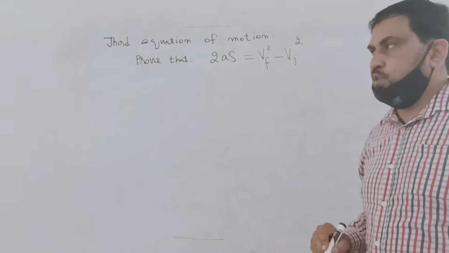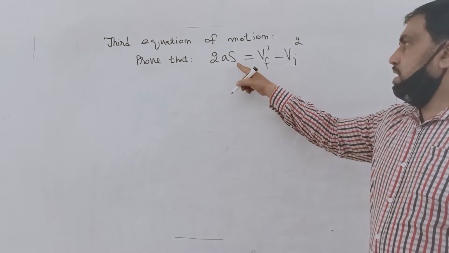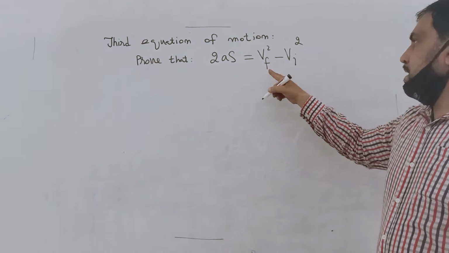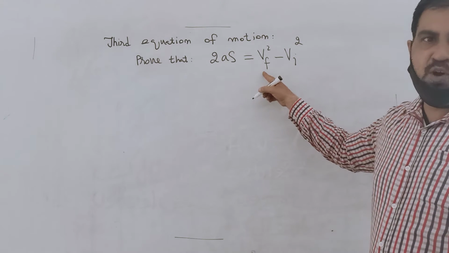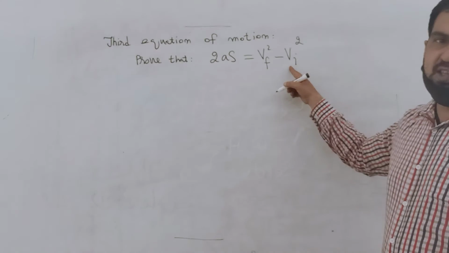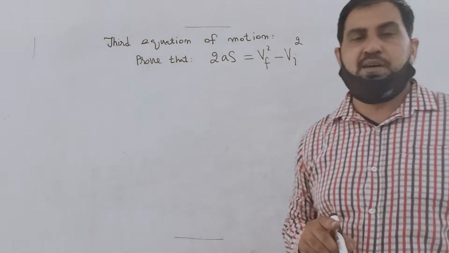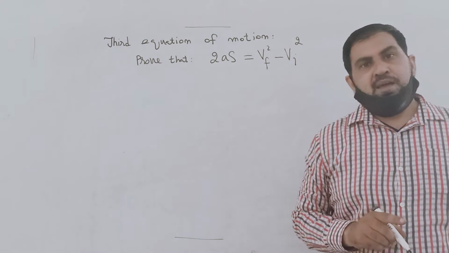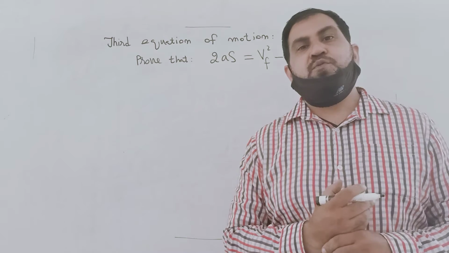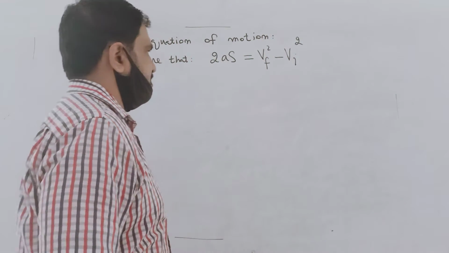In this equation, A stands for acceleration, S stands for distance or surface area, VF stands for final velocity, and VI stands for initial velocity. We shall prove this equation by using a graph, and I will tell you a very simple method how to make a graph.